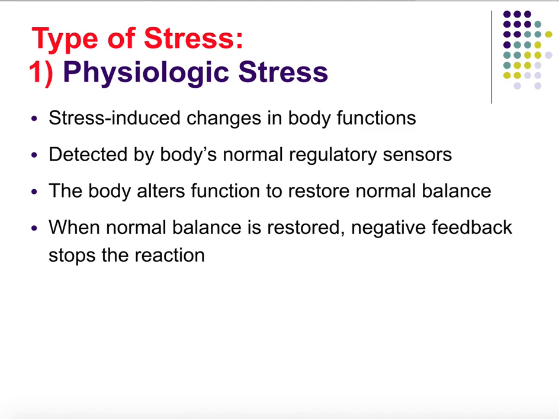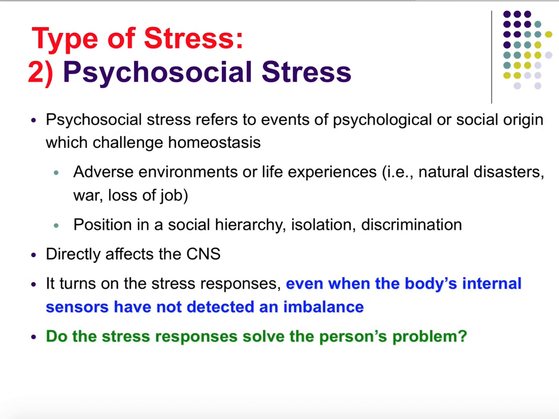Now let's talk about different types of stress that you can experience. So the first type is physiologic stress. So something physical. So this is stress-induced changes in body function. It's detected by your body's normal regulatory sensors, and the body will alter function to try to restore balance. And once balance is restored, the negative feedback will stop the reaction and you're back to normal. So this is the normal kind of physiologic stressors that you may experience.